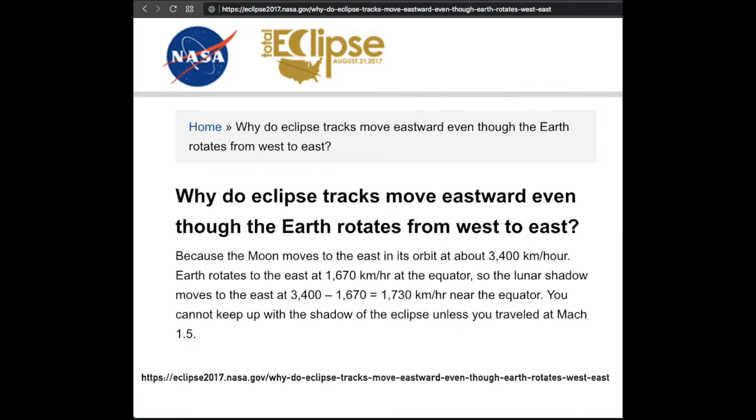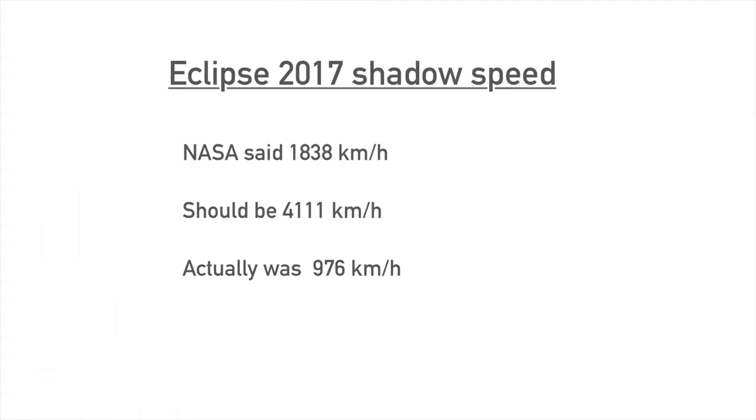Their numbers for the equator are overly simplified, and they do not show any calculations or explain how they reached the number Mach 1.5, which is 1838 kilometers per hour. These are my numbers from the previous video. However, someone in the comments pointed out a few errors, making my calculations inaccurate.